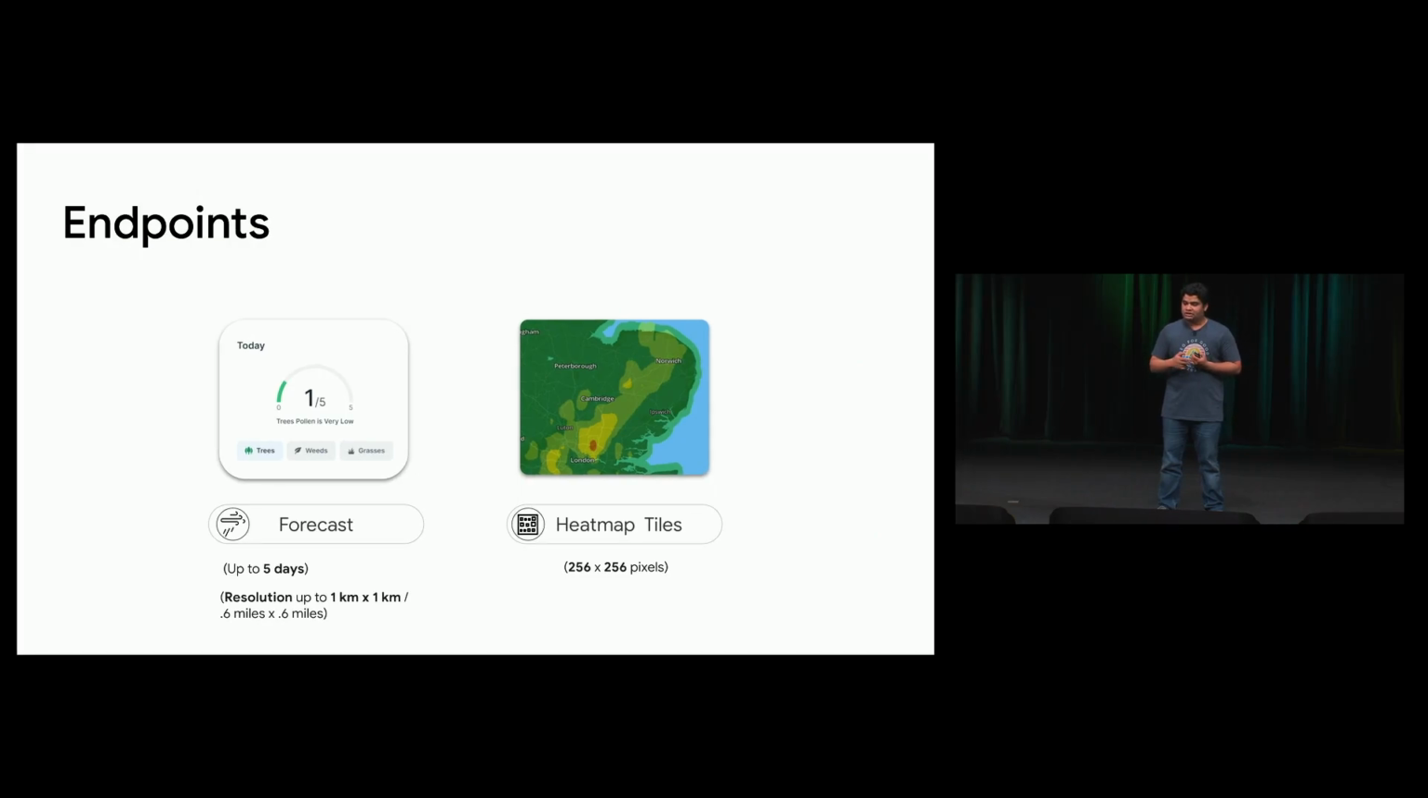The 2 endpoints that are available for the Pollen API, the 2 ways that you can get data for the Pollen API: one is the forecast, which gives you a 5-day count of how much pollen there is available, almost in an index format across the various plants. And you also have the heat map that can give you an image tile that can be displayed on top of a Google map.